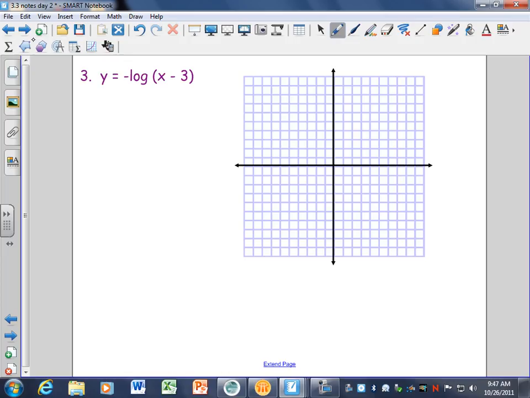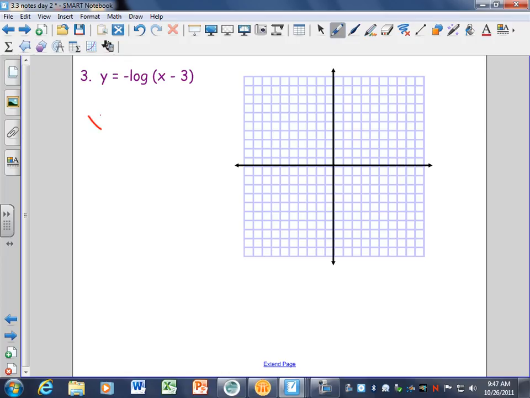This one has some stuff going on with it. It has a negative in front of it. What does a negative in front of my function mean? It's going to reflect it. Flips it. And then what about a minus 3 inside the function? What does that do? Moves it to the right. If there's a number outside, it moves it up or down. All those transformations still work, but we can also just pick some points here.